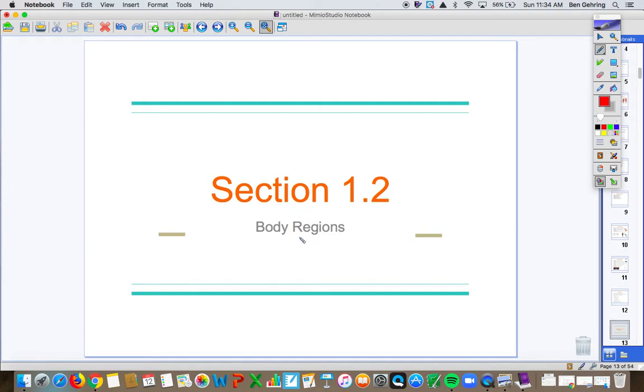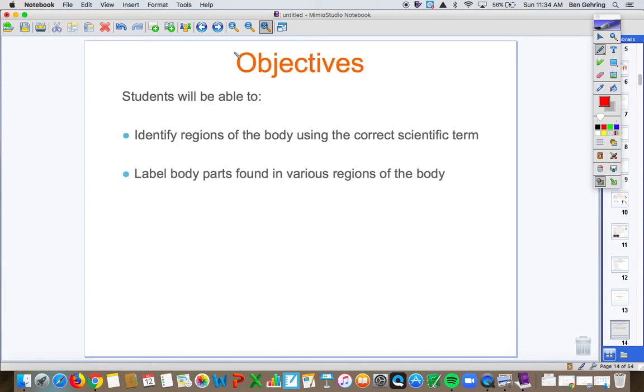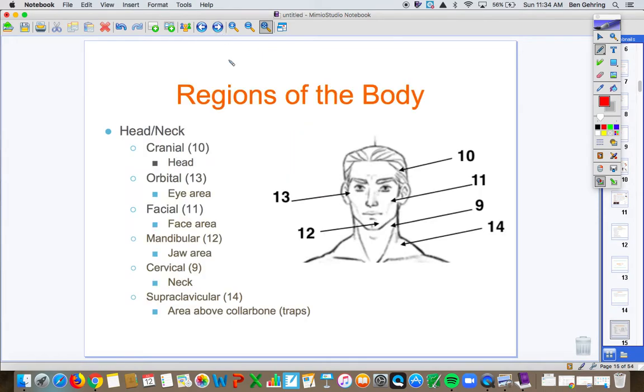Today, specifically, we're going to talk about regions of the body and what can be found in those regions. So, at the end of this video, you will be able to identify regions of the body using the correct scientific term and find body parts found in these different regions. So, we're going to start at the top and work our way down.